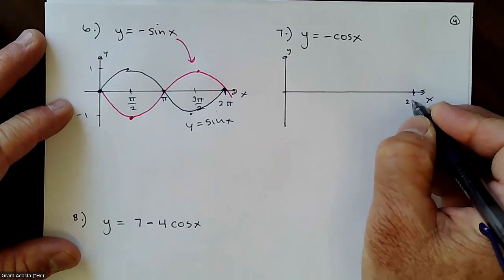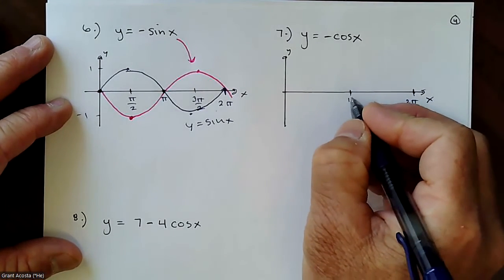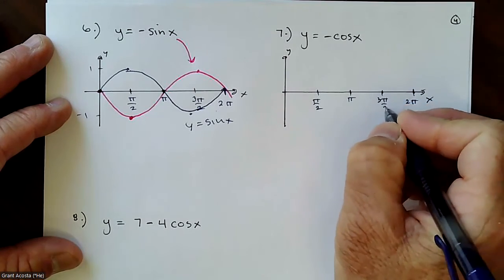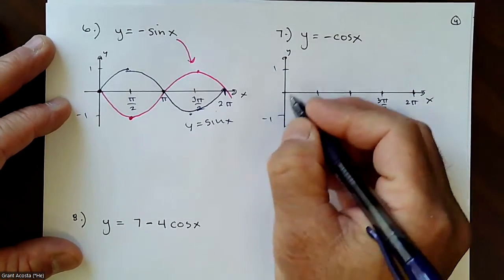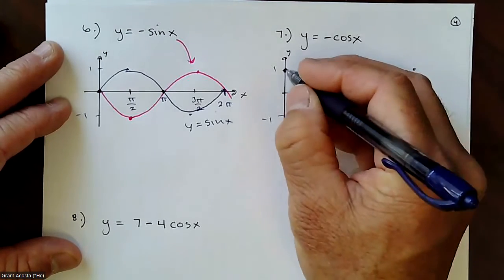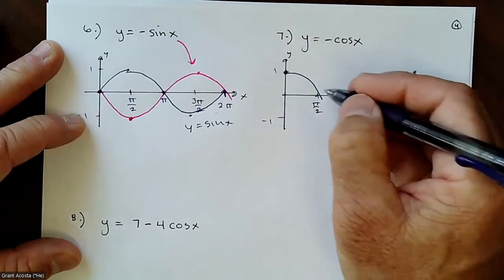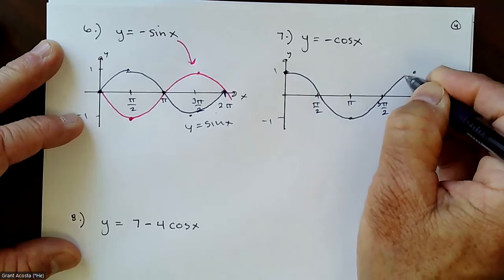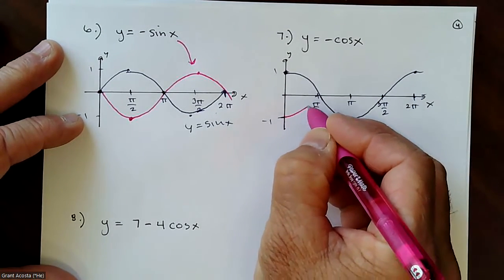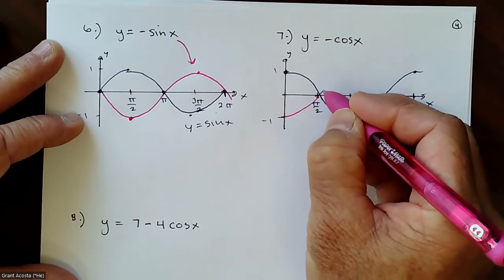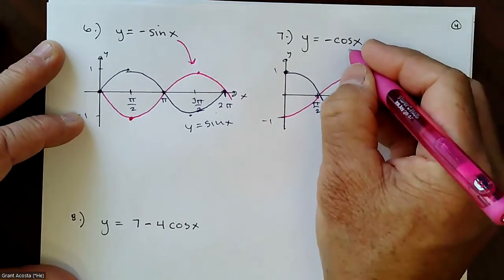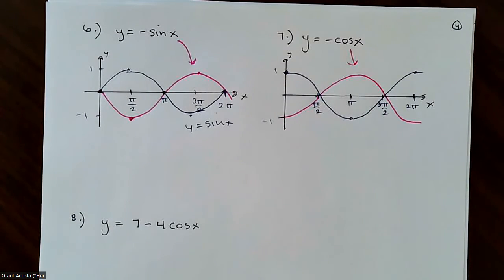Hopefully you can imagine the same thing with cosine. If you start with a regular cosine graph, which starts at high, middle, low, middle, high. Negative cosine, this part's going to flip. So it'll look like this. This part's going to flip. And you get this graph. So there's the graph of y equals negative cosine of x.